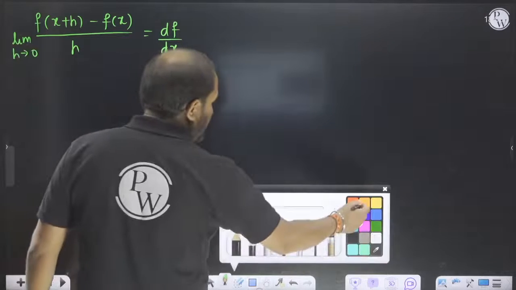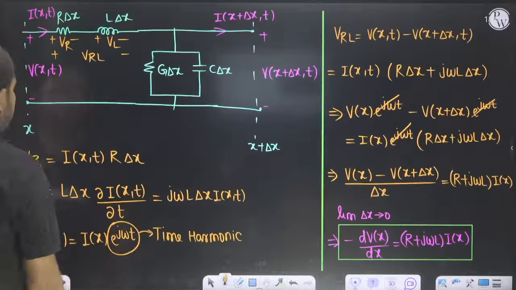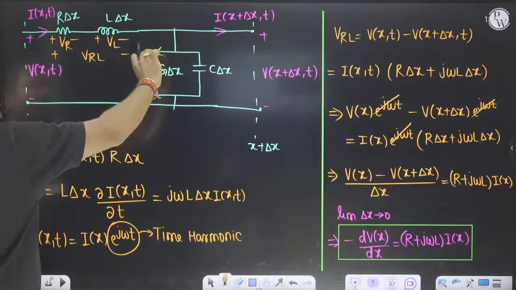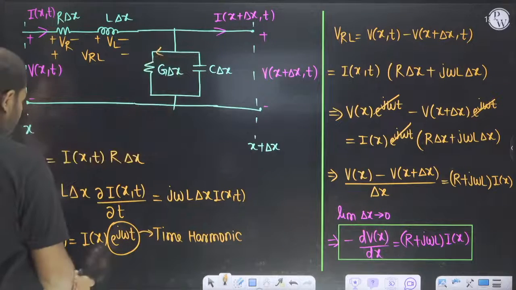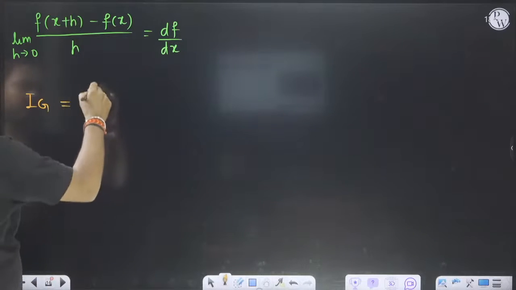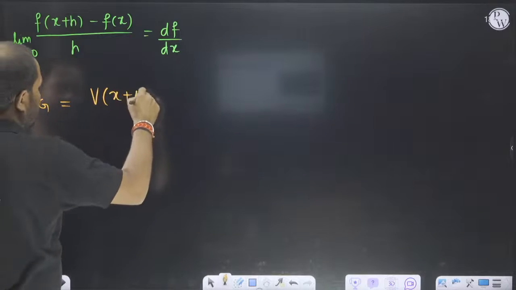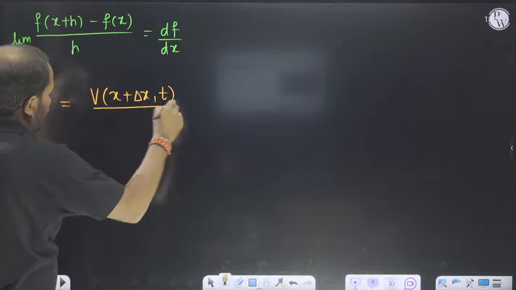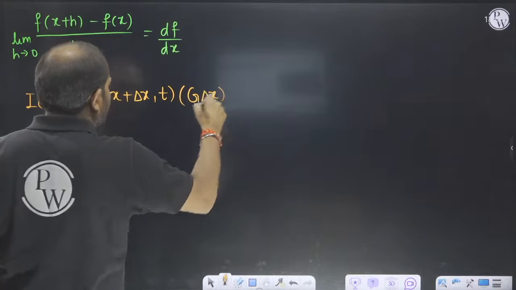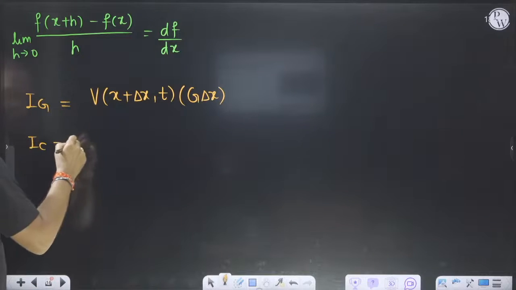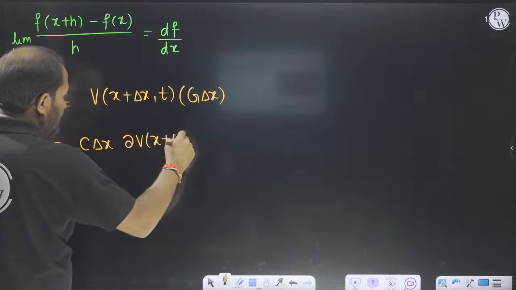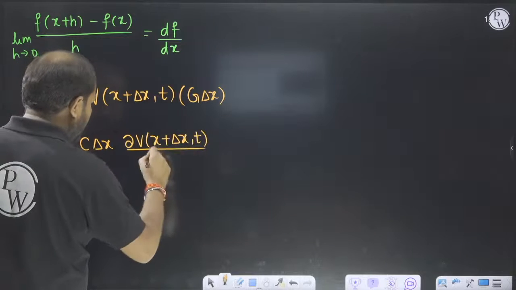Then after that, I will take the current. What is the current through G? Current through G is V by R, but R is G, so V into G. So current Ig through G is V(x plus delta x, t) divided by R, where R is G into delta x. And the current in capacitor C is dV by dt, so dou V(x plus delta x, t) divided by dou t.